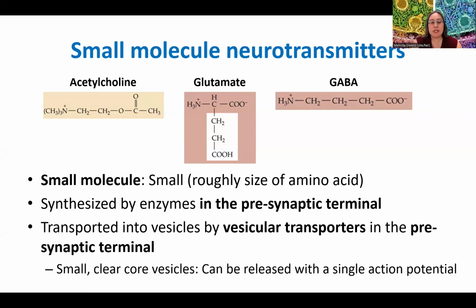And these three in particular, acetylcholine, glutamate, and GABA, are ones seen over and over and over again when you talk about brain function. And we'll be talking about those further in further videos.